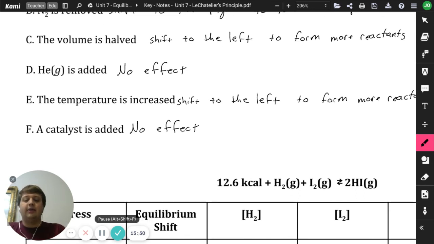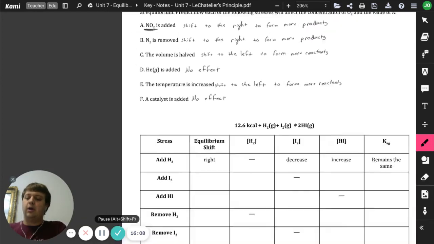Okay? Next, adding a catalyst. Well, adding a catalyst does not affect the overall reaction. It does not affect our equilibrium, right? Because all it's doing is lowering that activation energy, right? So there is no actual change in my equilibrium there. So no effect.